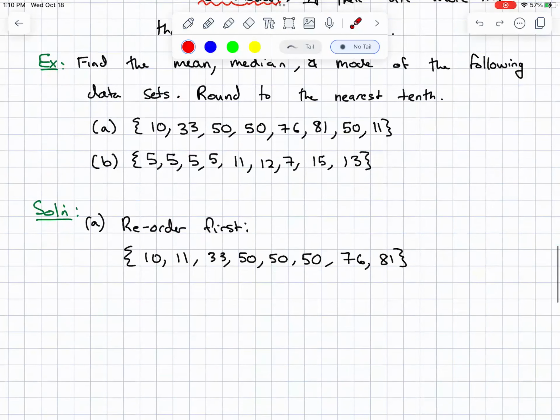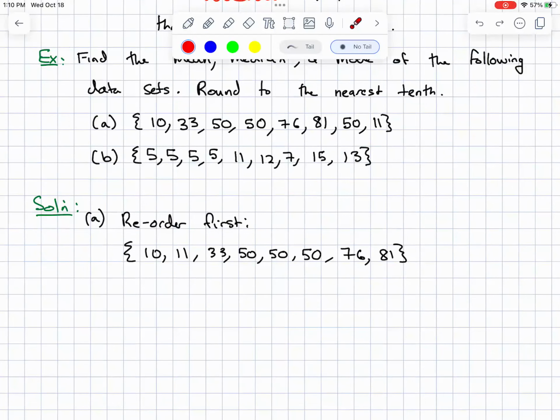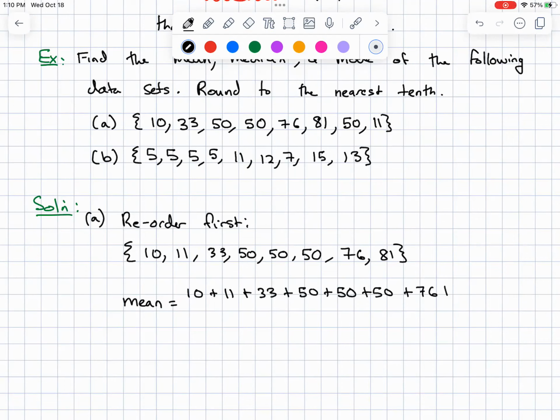So the mean: just take the numbers and add them together. 10 plus 11 plus 33 plus 50 plus 50 plus 50 plus 76 plus 81, and divide that by 1, 2, 3, 4, 5, 6, 7, 8. 8 entries.